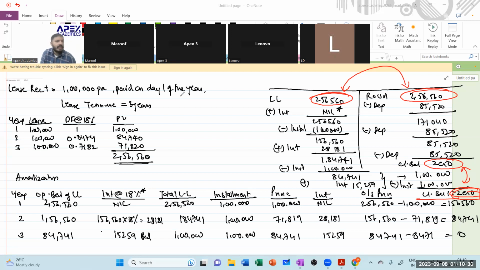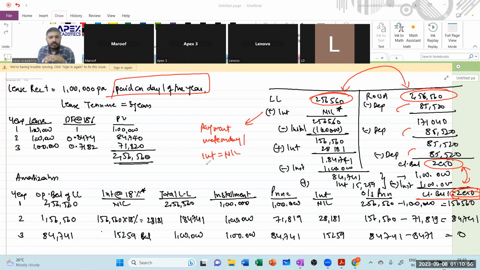This is how you will calculate when it is paid on the first day of the year. All the journal entries will stay the same. Only thing, the lease payment entry that you are making on the last day, you will pass that entry on the first day. Depreciation will be charged for all 3 years. Depreciation will not stop. In the first year, interest will be nil as the payment is made on day 1. Clear? Yes, sir.